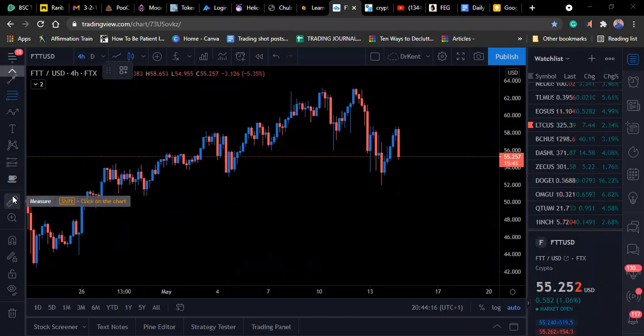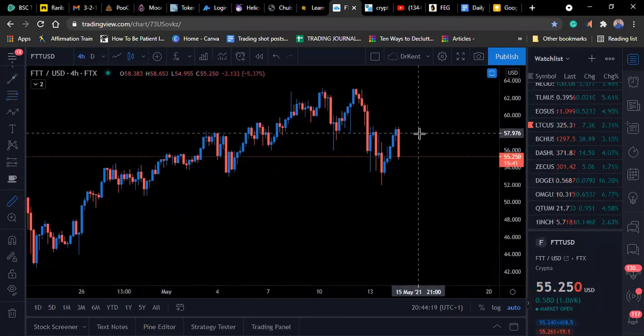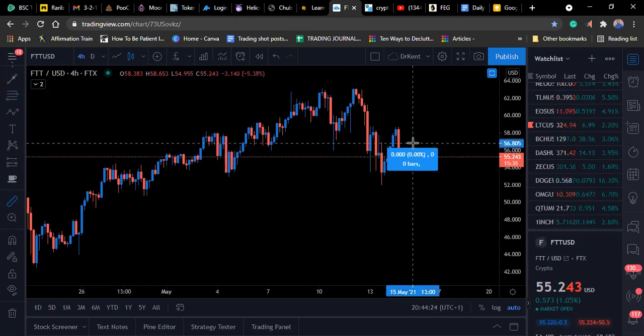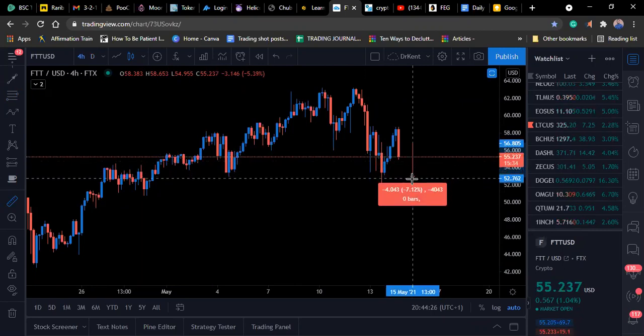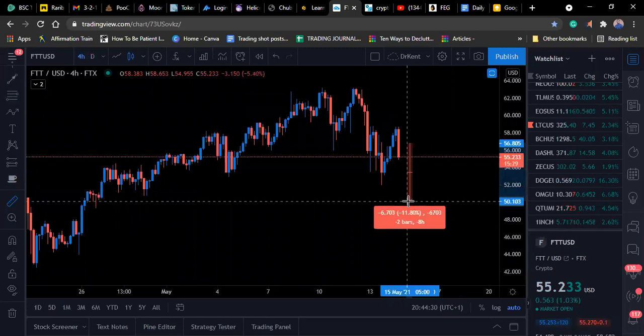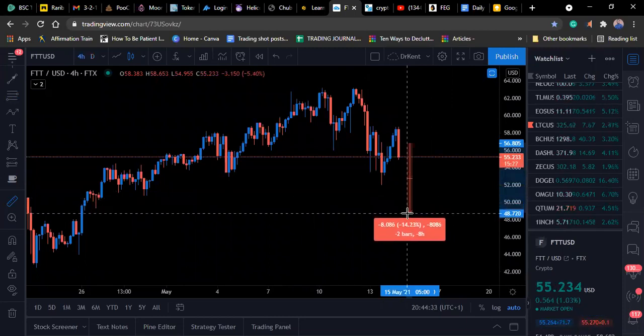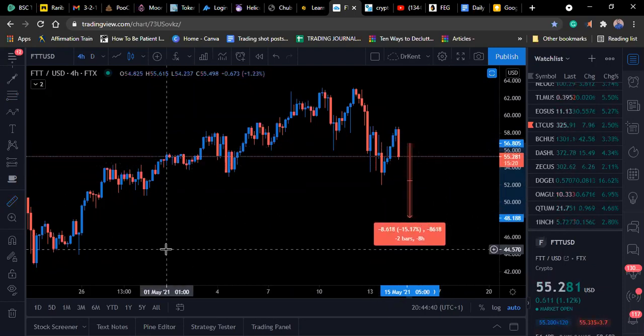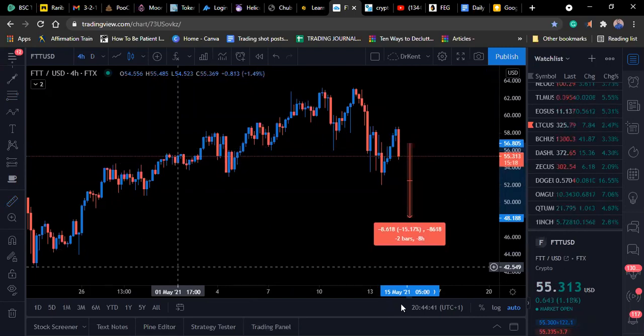Let's say you want to buy this market, or you are planning to buy this market. Price is here and you bought, and you're trying to set your stop loss. So you can use this ruler to estimate how far down you want your stop loss to be. So for example, this is 15%. It means that if I bought at this price here, if market comes down this far, I would have lost 15%.